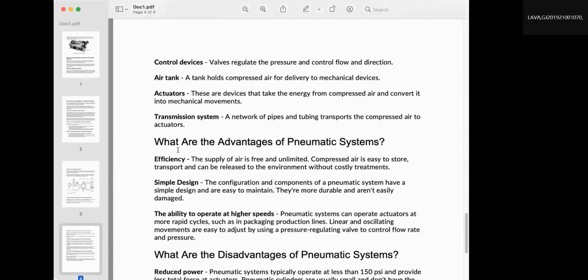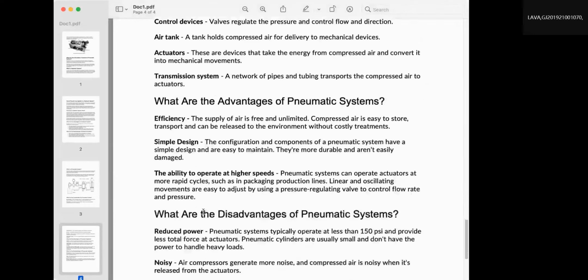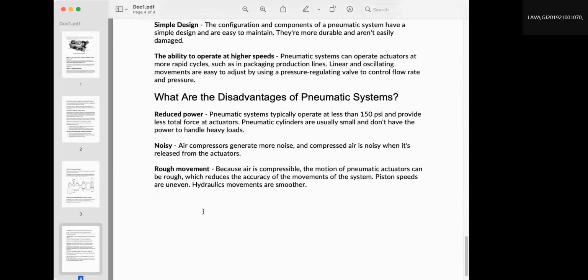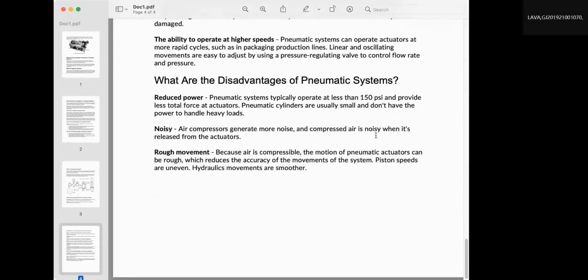We have advantages of pneumatic systems such as their efficiency, the simple design, and the ability to operate at high speeds. And there are disadvantages such as reduced power, noise, and rough movement. So actually, this was the introduction about the history of hydraulic systems and pneumatic systems.